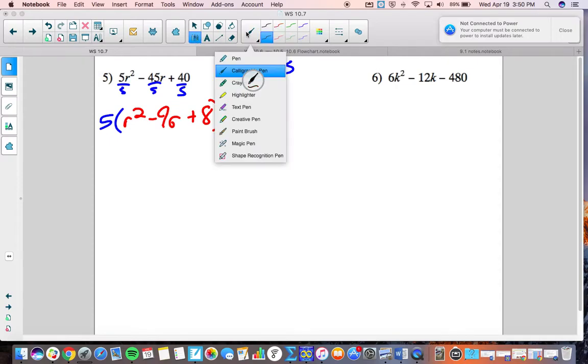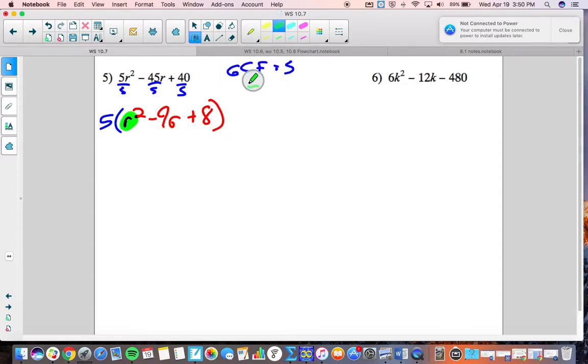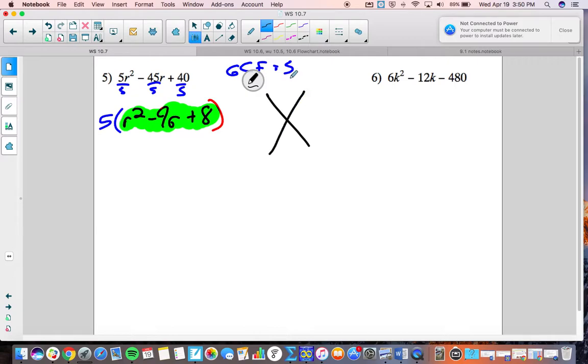So now we try to factor what's left in the parentheses. Is that factorable? How many terms are there, first of all? There's 3 terms. And my leading coefficient now in the parentheses is 1. So I can do the easy diamond method. So multiply to 8 and add to negative 9. So negative 1 and negative 8 do that. So we get r minus 1 and r minus 8.